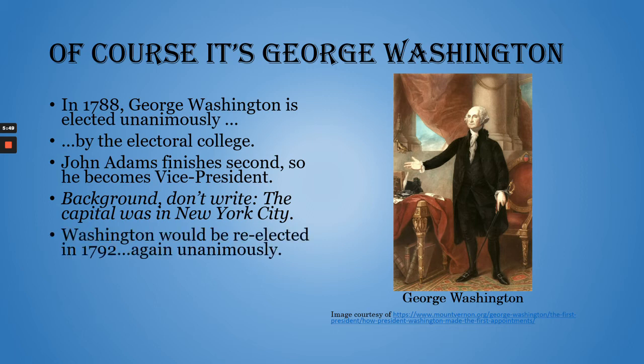All right, so Washington was elected unanimously in 1788 by the Electoral College. Once again in 1792, Washington's going to run for president again, and he again is going to receive 100% of the Electoral College votes. He's the only president to do so, and he did it twice.